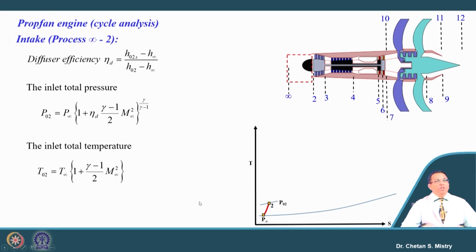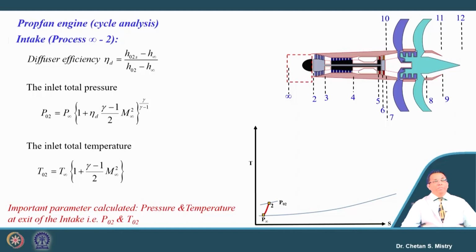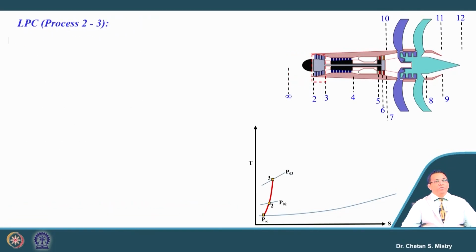We need to recall here that when we say it is a ground condition, our M infinity will be 0, and when we have a flying condition, for this M infinity we need to consider the flight velocity. Okay. So, this gives us the idea about the calculation of exit pressure and exit temperature from the intake. Now, let us take the next process, that is our HP compressor.